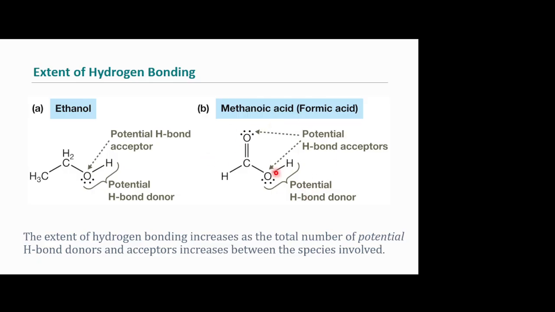This right here is methanoic acid. It's carboxylic acid right here. Notice again, we have the potential hydrogen bond acceptors, both of these oxygens, but only one donor right here. Okay.